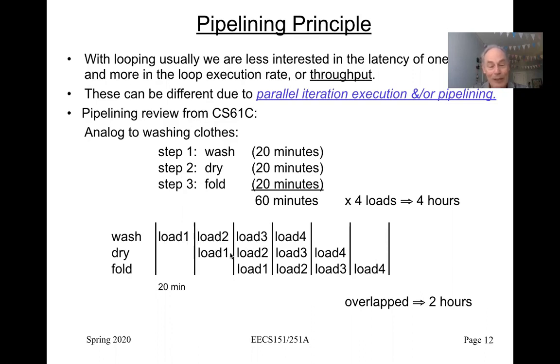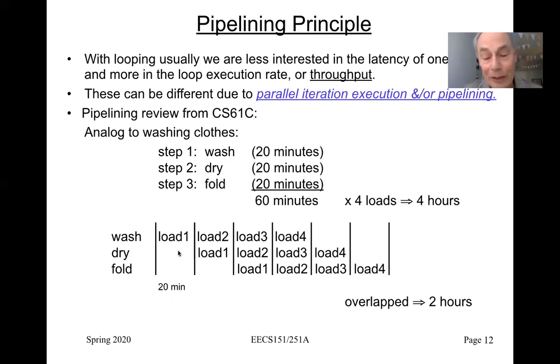At the same time, you can start folding 3, and then you can put the third load into the washing machine. And we just continue this process until we're done with the washer after 4 loads, and then we kind of drain the pipeline. So we fill the pipeline here at the beginning, we're in some steady state period here, and then we drain the pipeline. So in this overlapped version, we can do 4 loads in 2 hours instead of 4 hours total.